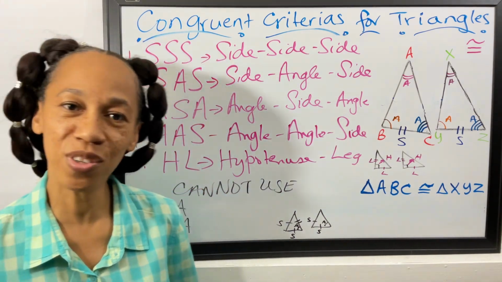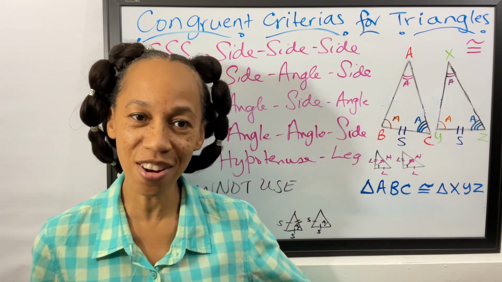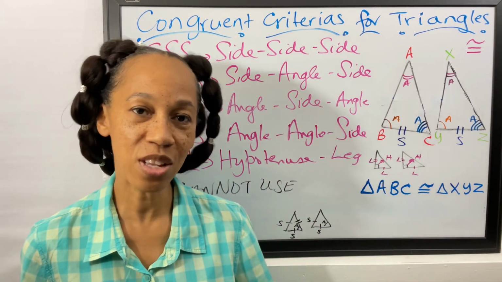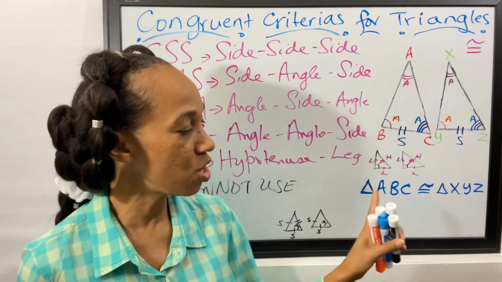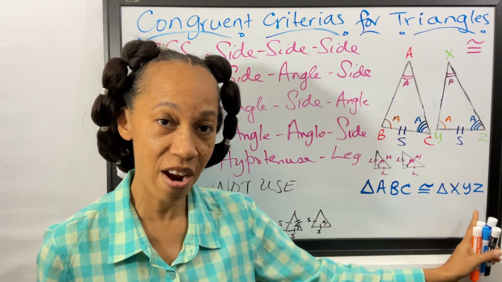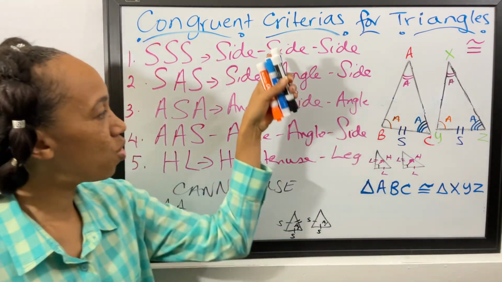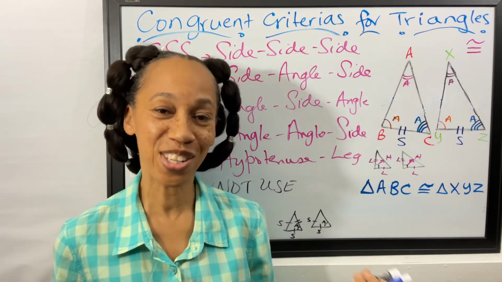We often use this to write proofs when we're proving that two triangles are congruent. And once you know these, then you can get right into writing your proof. When you're setting up your statement and your reason, at the end you have your statement here that the two triangles are congruent to each other. And for your reason, you use one of these 5 criteria as your reason.